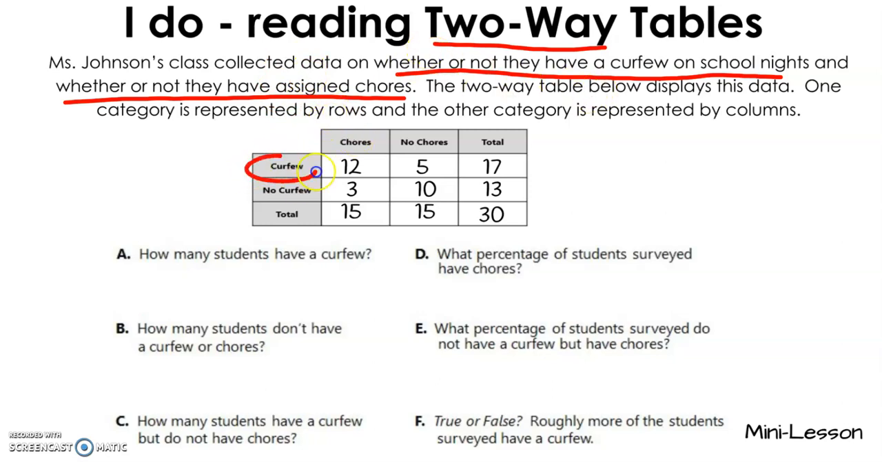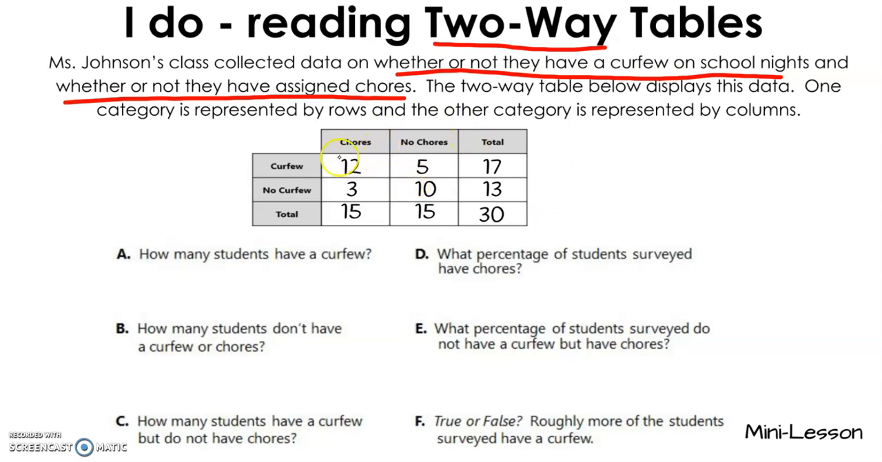First question, you either have a curfew or no curfew. It's not a number answer, it's a category answer. Second statistical question, do you have assigned chores at home? You either do or you don't. Category answers, they're not measurements. And so when you make one of those, we make a chart like this called a two-way table, sometimes, to answer questions where the answers are categories.